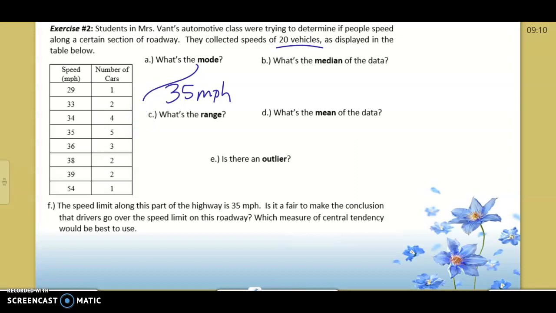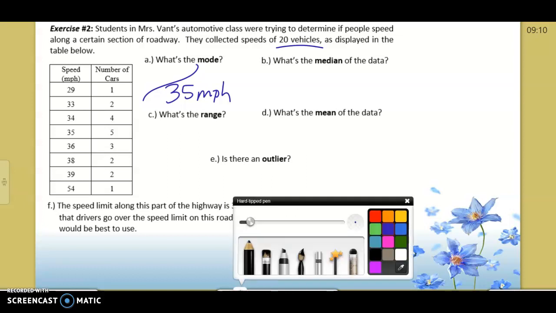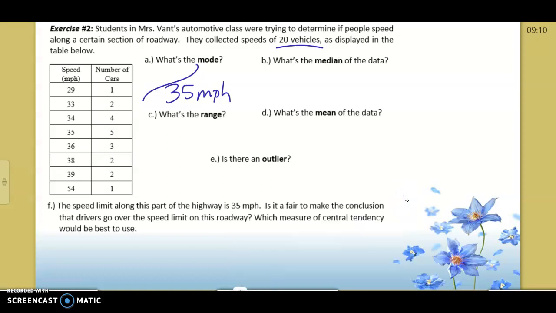And so there's 20 cars. So what we might want to do is make another side column. All right, and the side column will help us determine how many cars we're at. So we started with 1, and then we add 1 plus 2, and now that's 3 total cars. And then the 3 plus 4 makes 7. So at this point right here, we're at 7 cars.